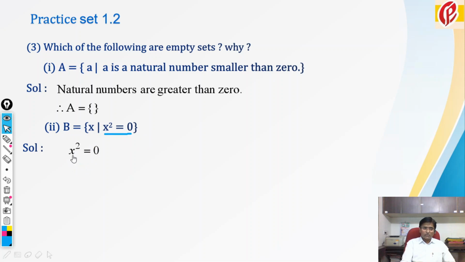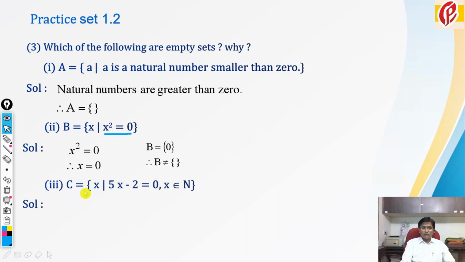Therefore taking the square root of left hand side and right hand side, the square root of x square is x and square root of 0 is 0. So we will get x is equal to 0. So B has only one element, and that is 0. So B is equal to {0} means B contains one element, and that is 0. So B is not an empty set. Therefore B is not equal to the empty set, or you can write B is not equal to phi.